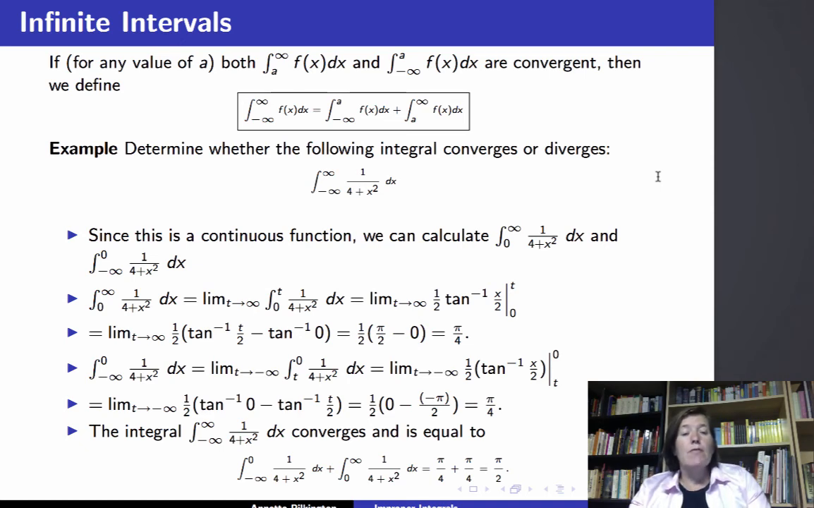Now, the integral from minus infinity to infinity of 1 over 4 plus x squared converges because both of these integrals converge, and this integral equals the sum of the finite numbers we got for the integral from minus infinity to 0 of 1 over 4 plus x squared plus the integral from 0 to infinity of 1 over 4 plus x squared. So our answer is equal to pi over 2.